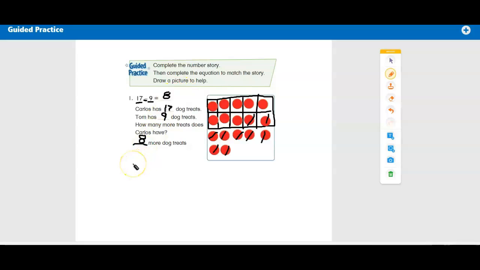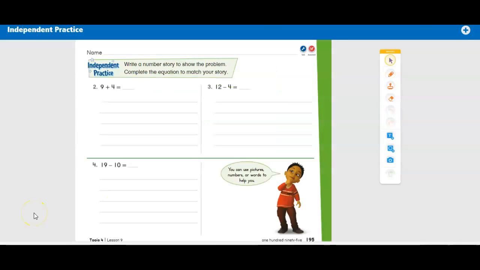So in our guided practice, our number story was already created for us. So in your independent practice, you are going to have to create your own story problems. So let's take a look and see. On your independent practice on page 195, it says, write a number story to show the problem. Then complete the equation to match your story.